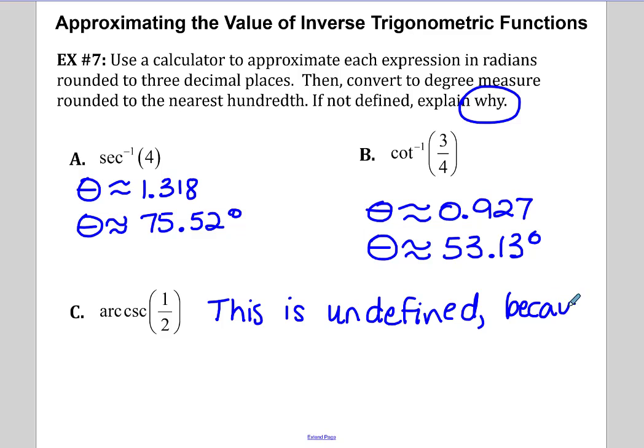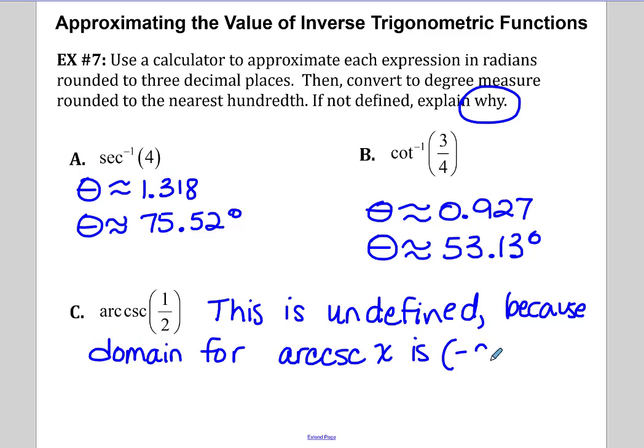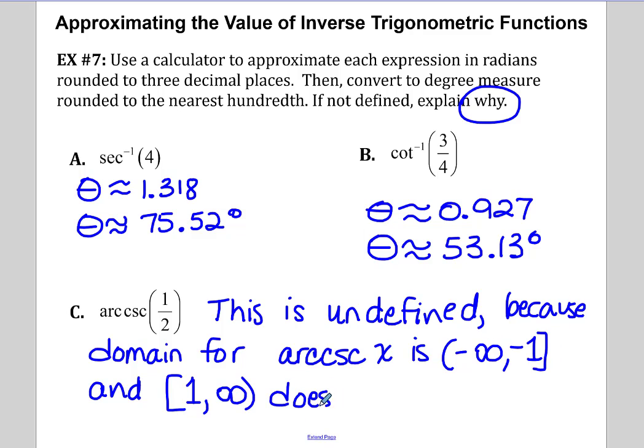Because the domain for arc cosecant of x is on the interval from negative infinity to negative 1 inclusive, and for 1 to infinity, including 1. And a half is in between these two, so it doesn't contain. The domain does not contain x equals a half.